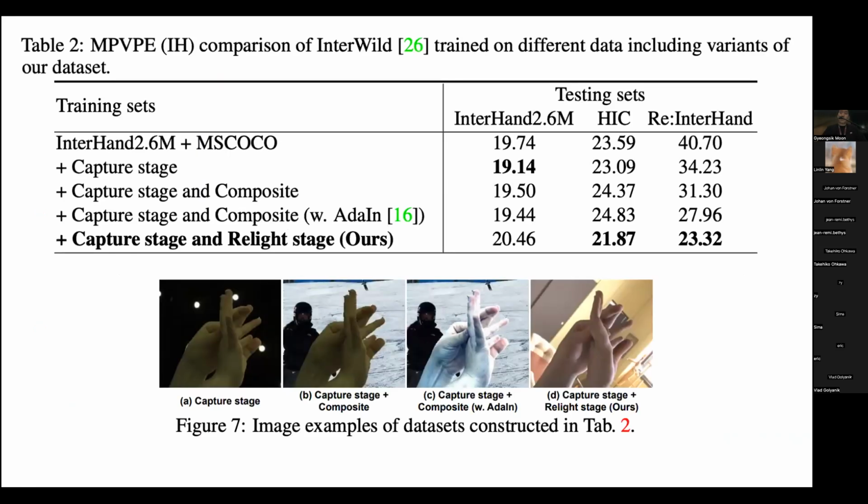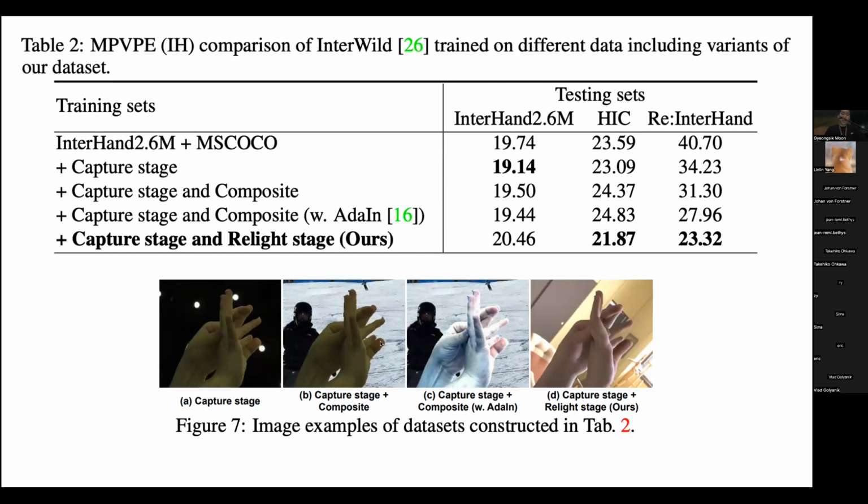And this shows the effectiveness of our data set. We train a regressor on various types of training sets. The first one is training on the InterHand and MS COCO data sets. And there are other variants, like training additionally on the capture-stage data set, composite and adaptive instance normalization, and our relighted data set. Only our relighted data set decreases error on HIC, which means ours is much more beneficial than other alternatives like this.